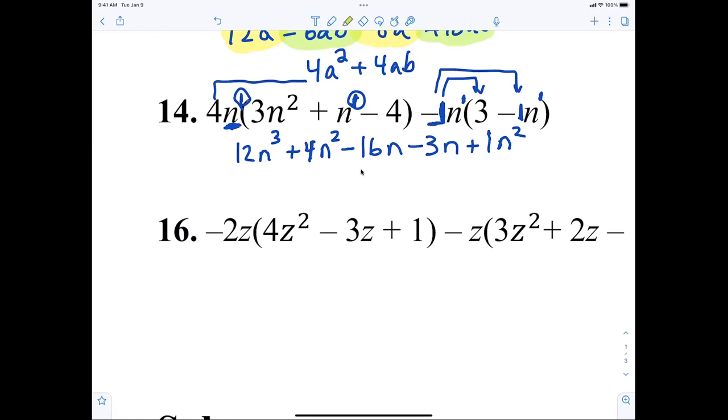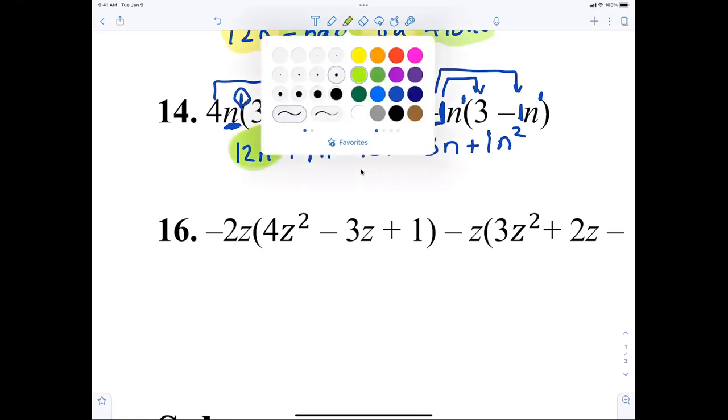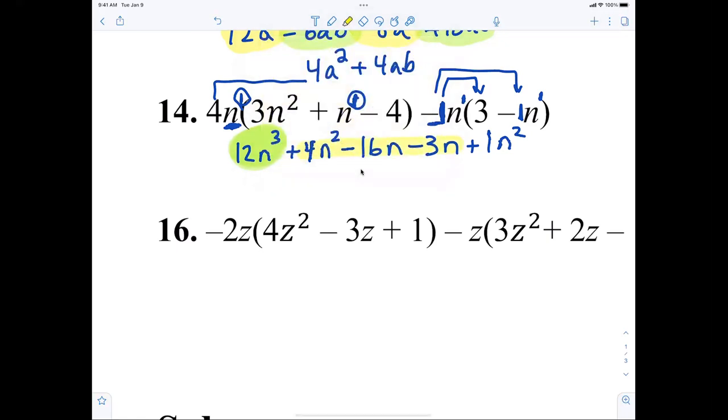Now, are there any other n cubes? I'm asking you to find the other n cubes. See how this 12n cubed. The only thing I can add to n cubes are n cubes. Are there in this, I'm going to highlight, are there any more n cubes in here? No. So there's nothing you can do. So you're going to leave it as 12n cubed.